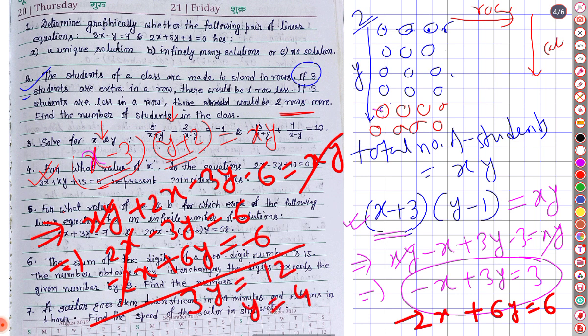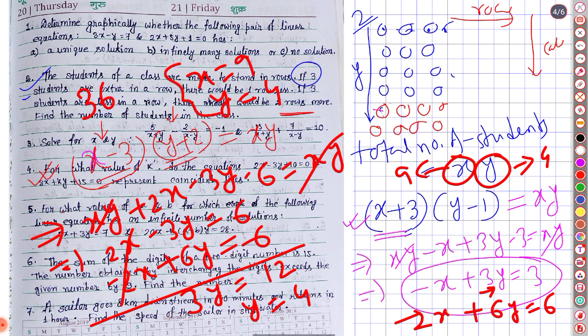That means the total number of rows is 4, and how many students are in each row? If you put y is equal to 4 here, then you can see 4 times 3 is 12, 12 minus 3 is 9, the number of students in each row is coming 9. So actually x is equal to 9, and y is equal to 4. If the question asks how many students are there in this condition, 4 nines are 36 students. I hope you understood.